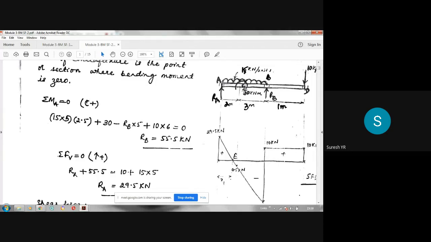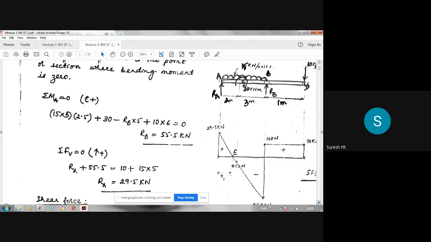When you are taking the moment, this UDL is converted to a concentrated load and it is assumed to act at the midpoint. So the moment will be minus 15 into x2 by 2. Then this 30 kilonewton meter also we have to take, as I already told, it is positive. So plus 30. If you take point F and the left side of it, the bending moment expression is 29.5 into x2 minus 15 into x2 by 2 plus 30 is equal to 0, because we know that value is 0.